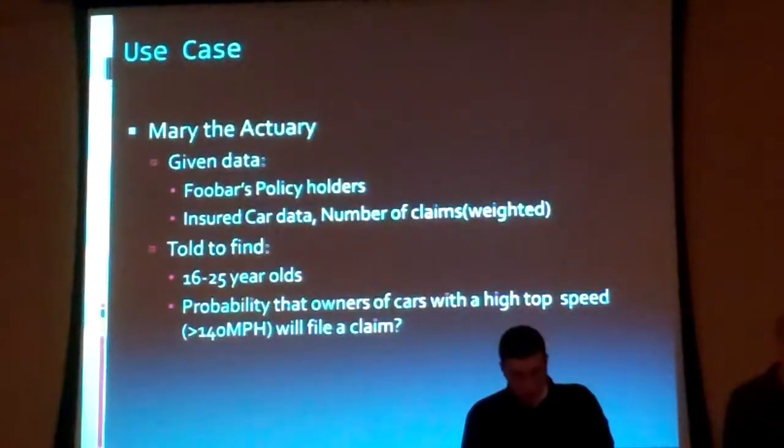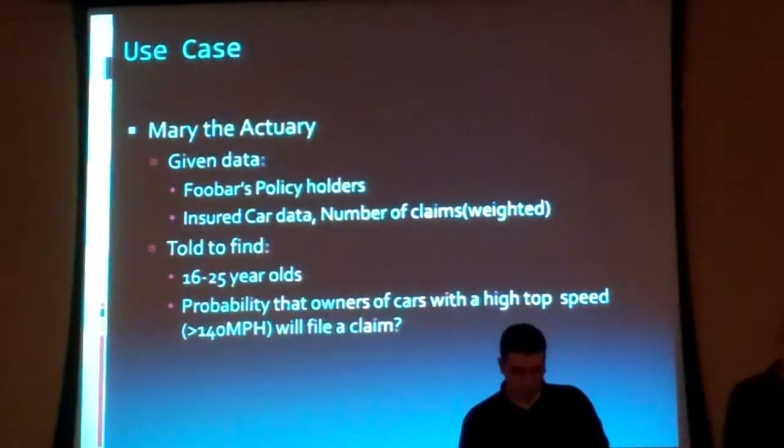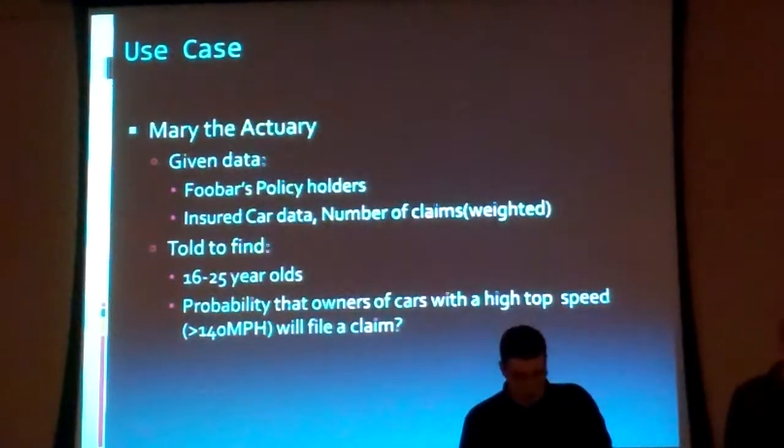So we have Mary the actuary. Mary is an employee at Fubar Insurance Company. She is given a set of data that contains information about each policyholder's car and a weighted number of claims. Mary is told to analyze males aged 16 to 25 and to find the probability that a policy holder who owns a fast car will make a claim over a certain period of time.